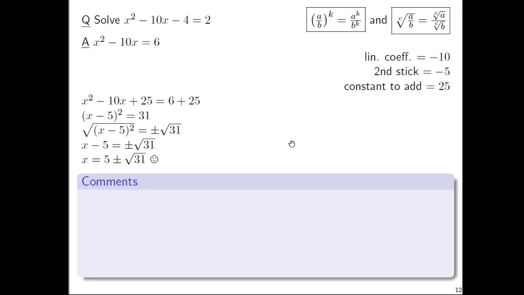And then we'll just need to add 5 on both sides, right? Since the left side said x minus 5. So if we add 5 to both sides, we have x is equal to 5 plus or minus square root of 31.